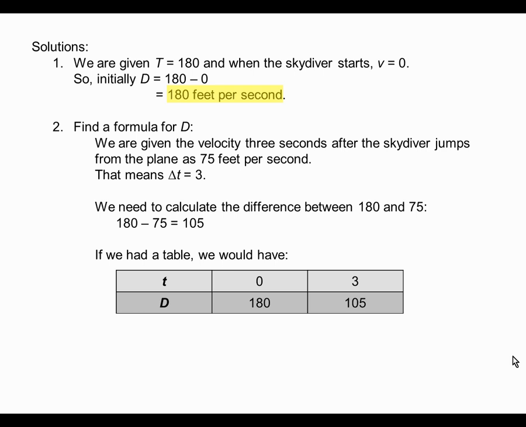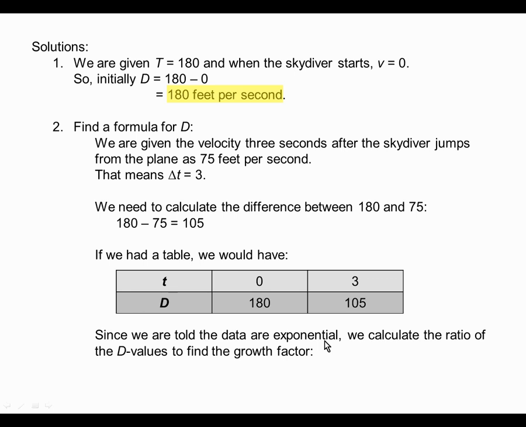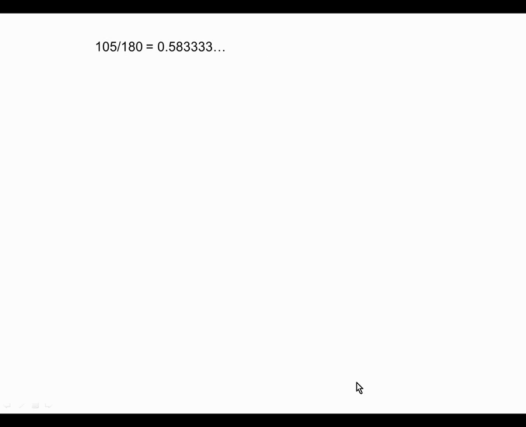Now we're told that this function d is supposed to be exponential, so I have to calculate the ratios of consecutive d values. I'm looking at 105 over 180. That's going to get me started on my growth factor. Remember, I have a delta t of 3. So I look at 105 divided by 180. It's 0.58333 forever.